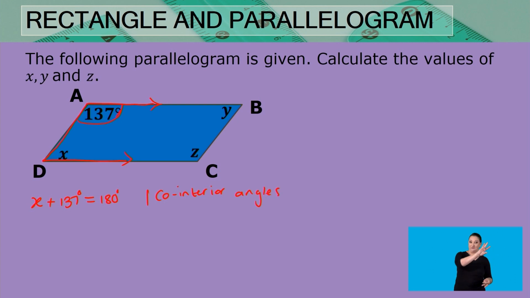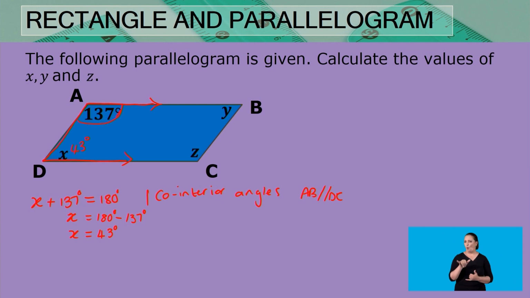and that AB is parallel to DC. Now, using the additive inverse of 137, then we can say that X is equal to 180 minus 137 degrees. That means that our X is equal to 43 degrees. So our X here is equal to 43 degrees.